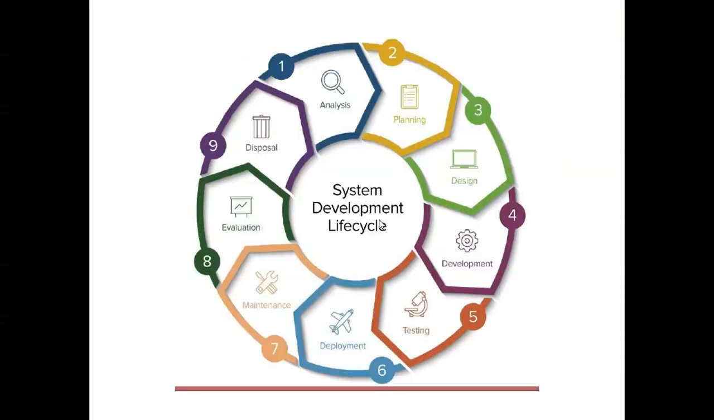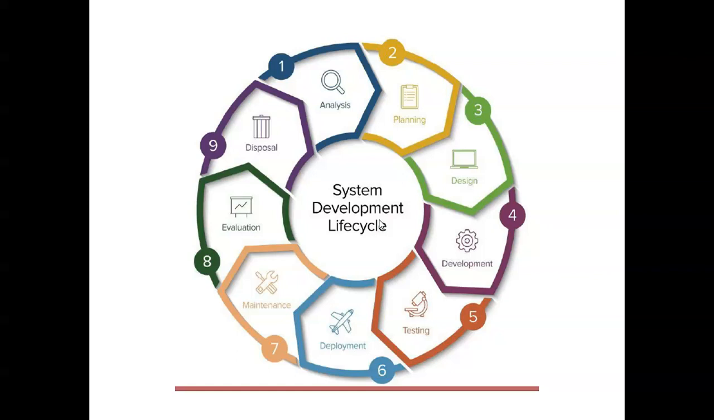This is the diagram which represents the system development life cycle model. So through the 9 steps, the model is used and the system development model can be created or generated. So the first step is analysis. In this analysis phase, the requirement analysis and the feasibility study should be done. And in the planning phase, all the requirements are gathered and planned how to develop the system.